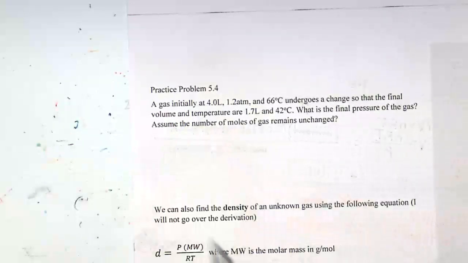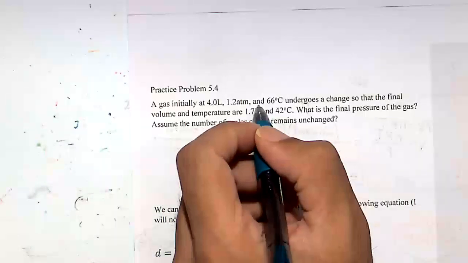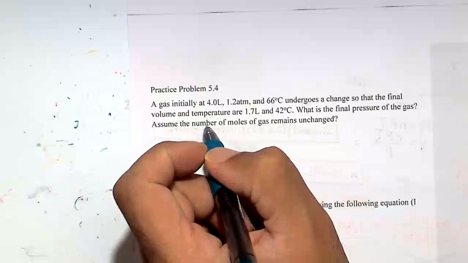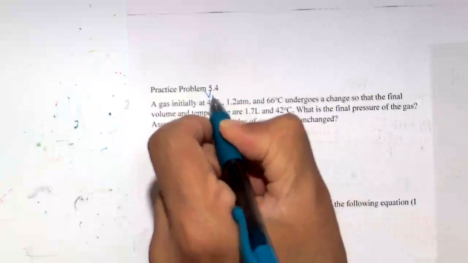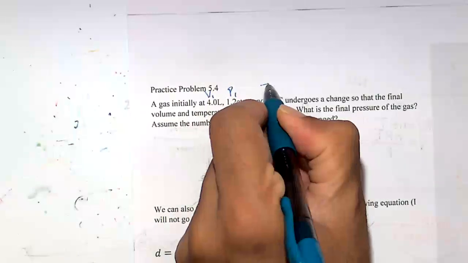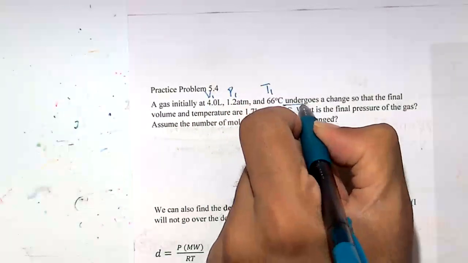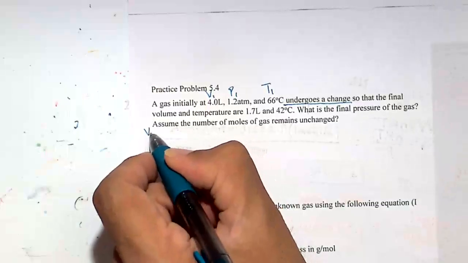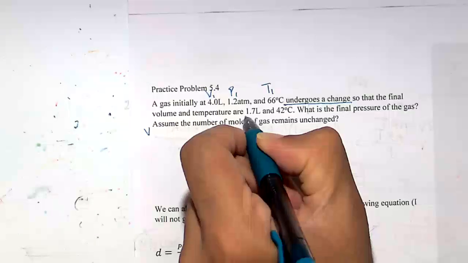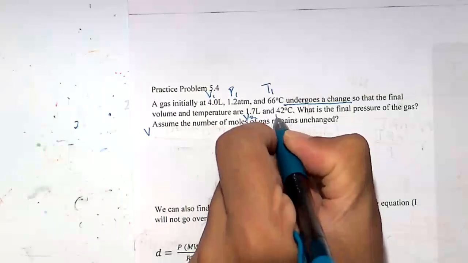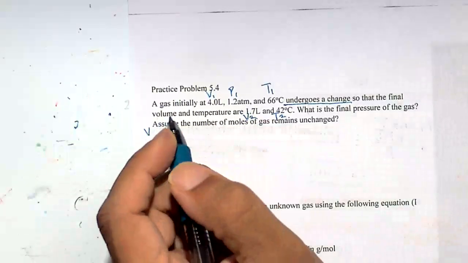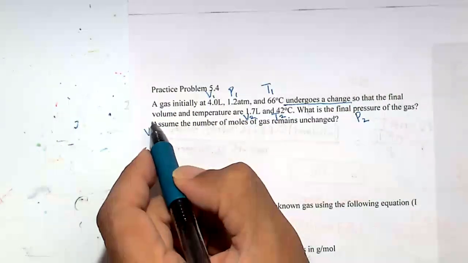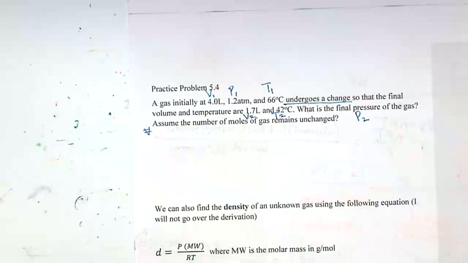All right, a gas initially at 4 liters, 1.2 atmospheres, and 66 degrees C undergoes a change so that the final volume, okay, so we have a volume V1, pressure P1, and temperature T1 undergoes a change so that the final volume, I'll call it V2, and temperature T2 are 1.7 liters and 42 degrees C. What is the final pressure, P2, of the gas? Assume the number of moles of gas remains unchanged.